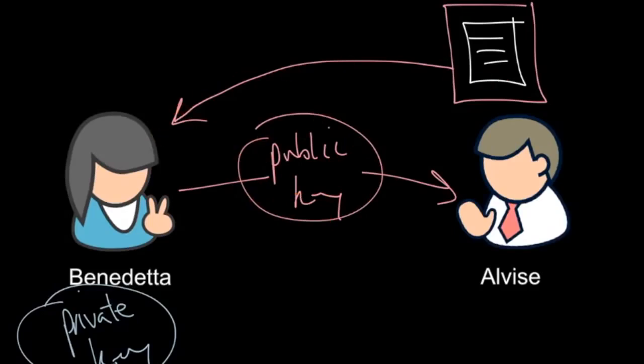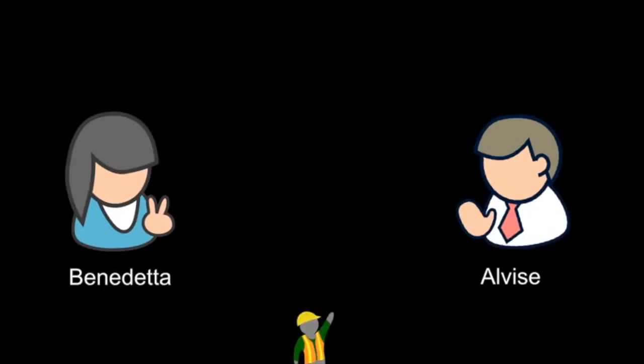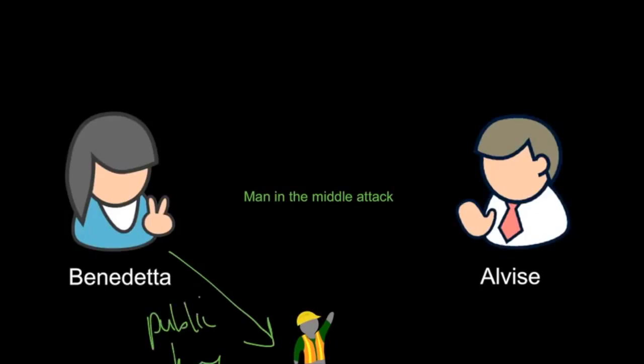which have been encrypted with her public key. So one of the problems of asymmetric encryption is that it is open to something known as a man-in-the-middle attack. This is where someone can intercept the communication between Benedetta and Alvise. But not only that, they can impersonate that person by intercepting their transmission of their public key, changing it to their own public key, and passing it on to the recipient, while pretending to be the original sender.